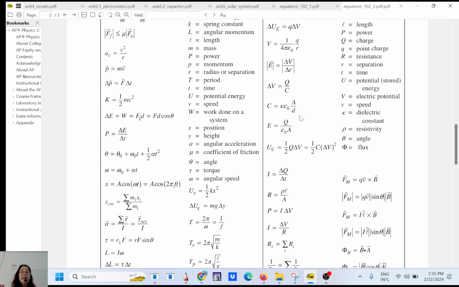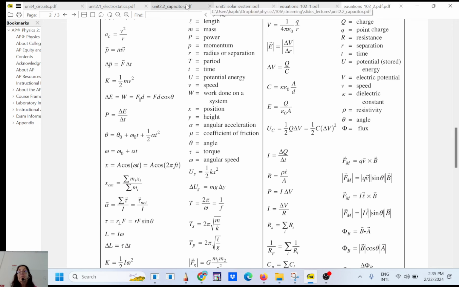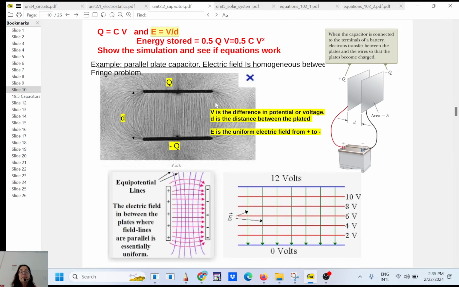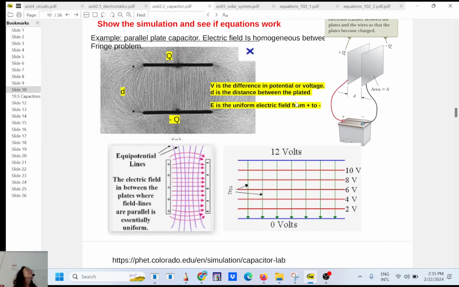Then you have this equation for the capacitance. I'm going to go back to what that K is, but you see it's proportional to the area and inversely proportional to the distance. Are you with me? Everyone?